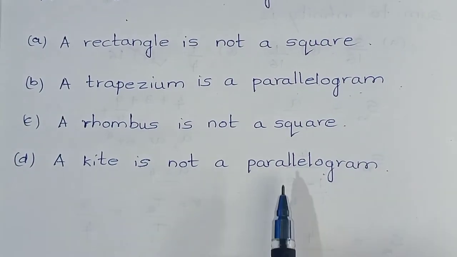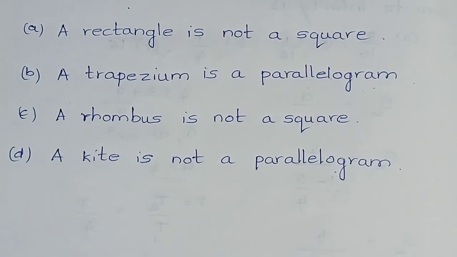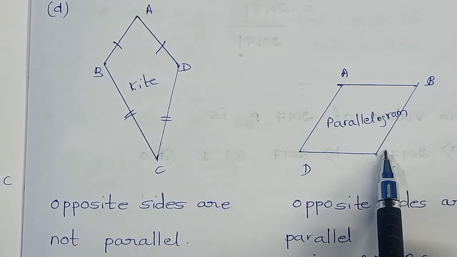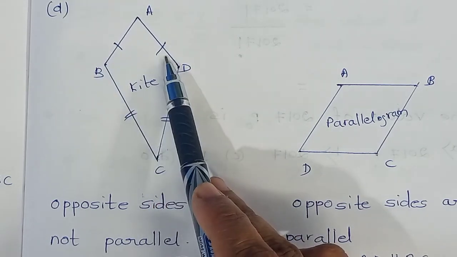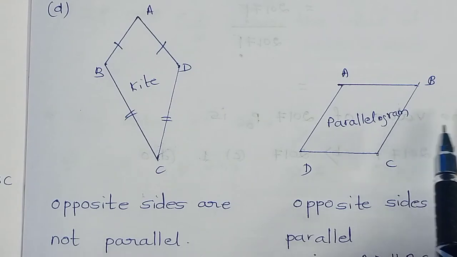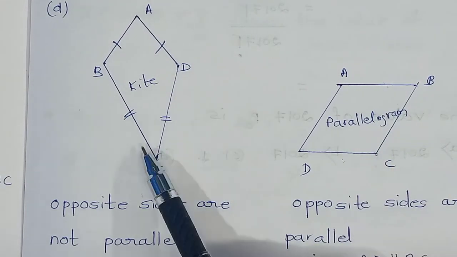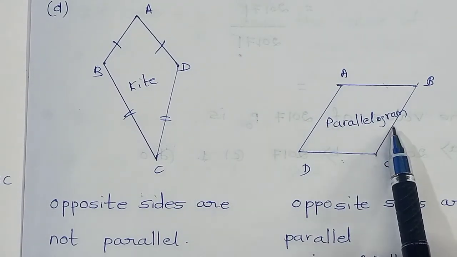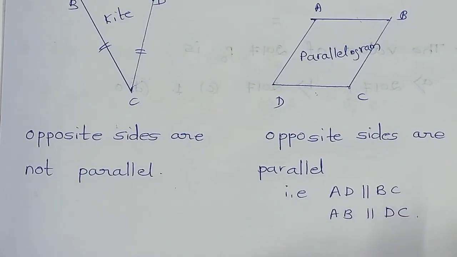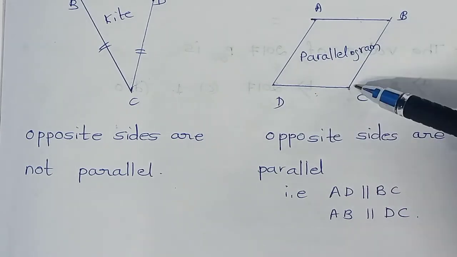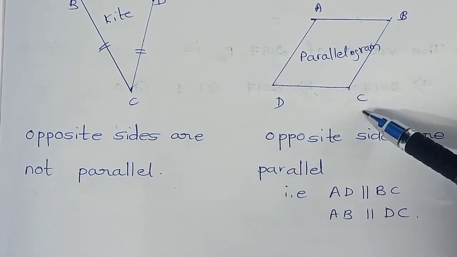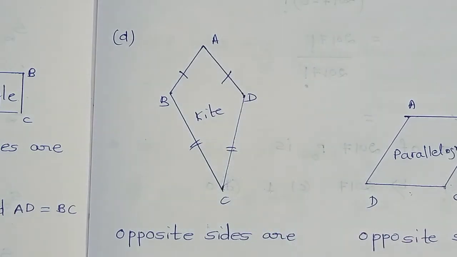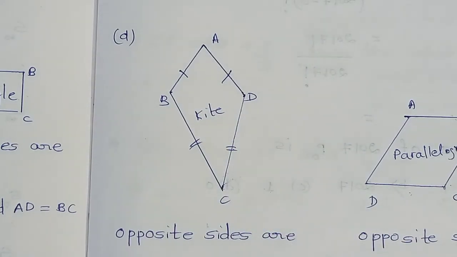A kite is not a parallelogram. See here, it is a kite and it is a parallelogram. Here, opposite sides are equal. In a parallelogram, opposite sides are equal. Means here, both the properties of parallelogram and kite are equal. But in a parallelogram, opposite sides are parallel. It means AD is parallel to BC, and AB is parallel to DC. But in a kite, opposite sides are not parallel. So a kite is not a parallelogram.